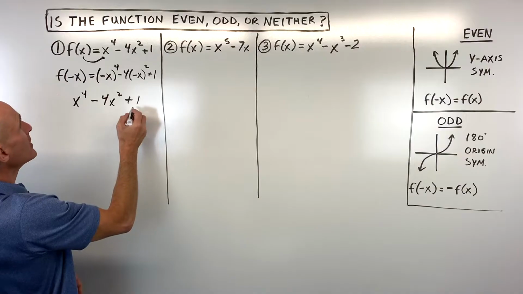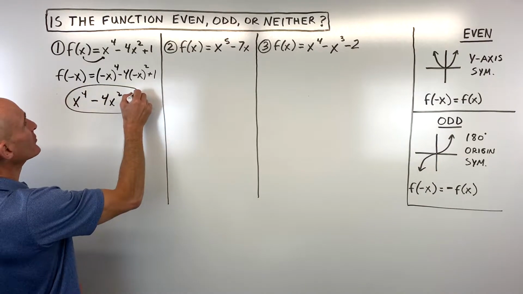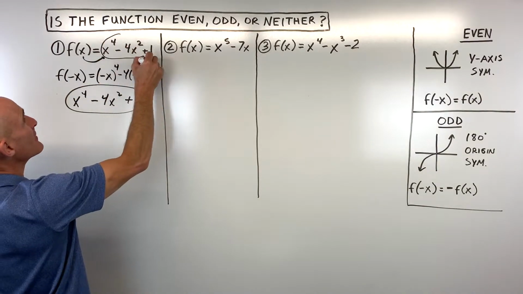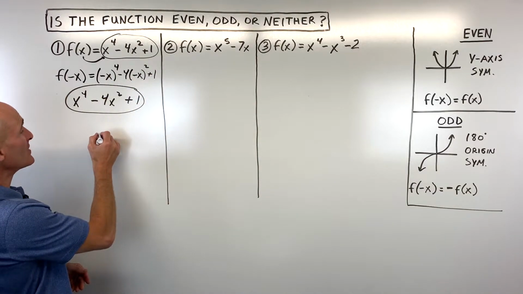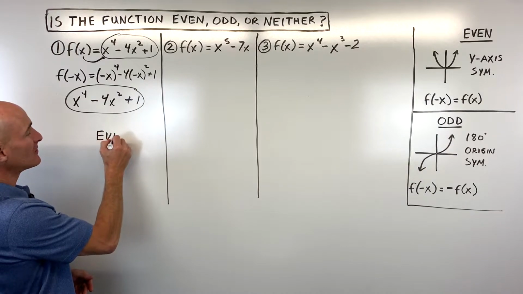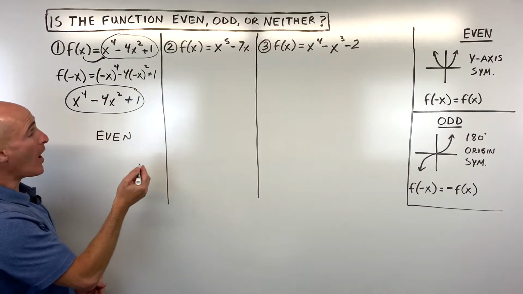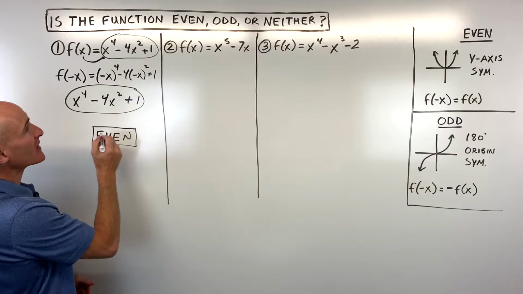and then 1 is just 1. So when I look at this result here, I say, oh, this is the same as my original function. So what does that tell me? It tells me that this is going to be even, or a reflection over the y-axis. Okay, let's look at example number 2.